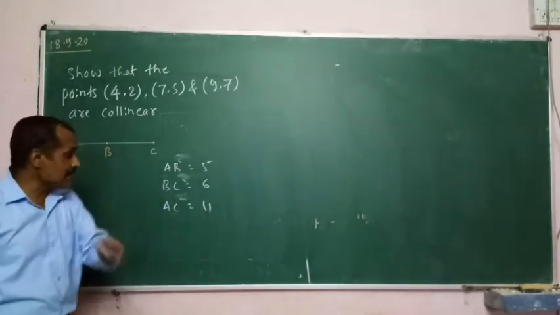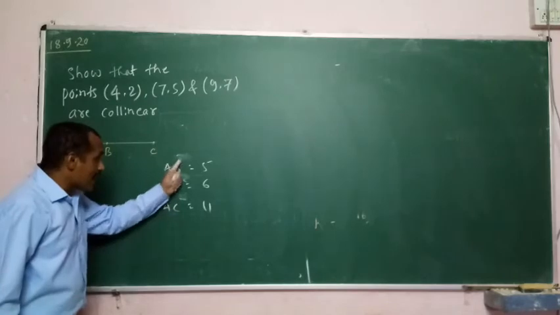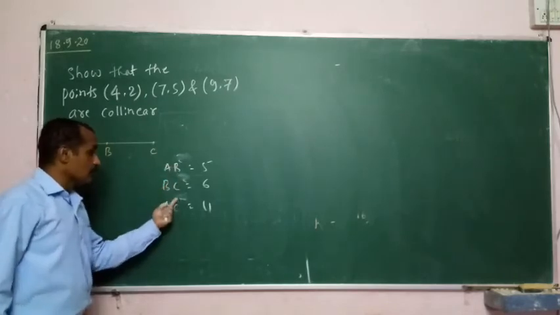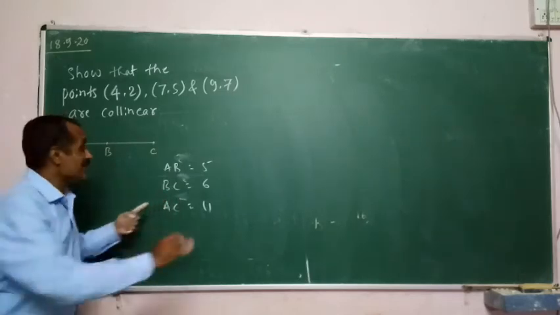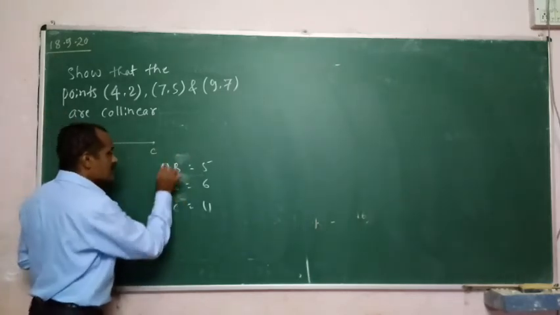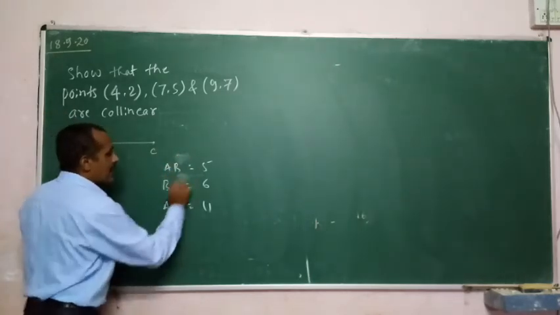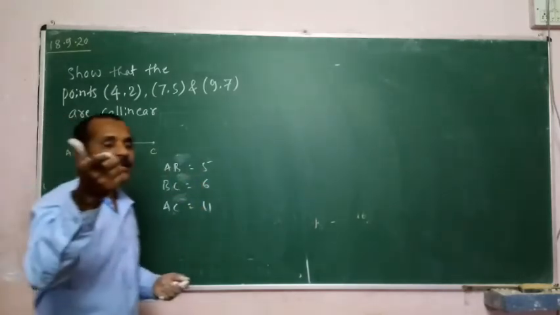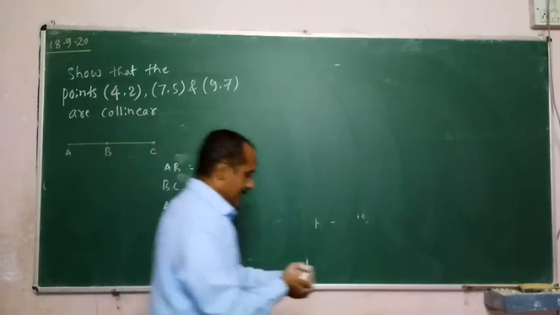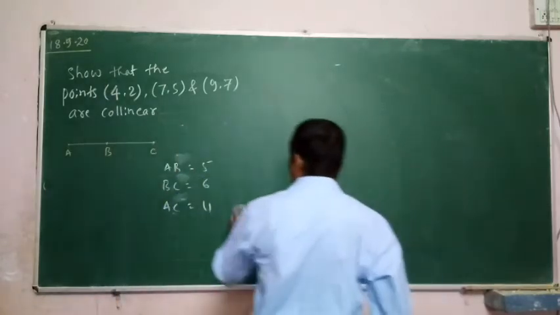What does a right angle triangle say? The sum of the squares of two sides is equal to the square of the third side. If you square it, the answer is for a right angle. If you don't square it, and just adding AB, BC, AC, two of them give the third side, then it is collinear. Come on, let me solve the problem.